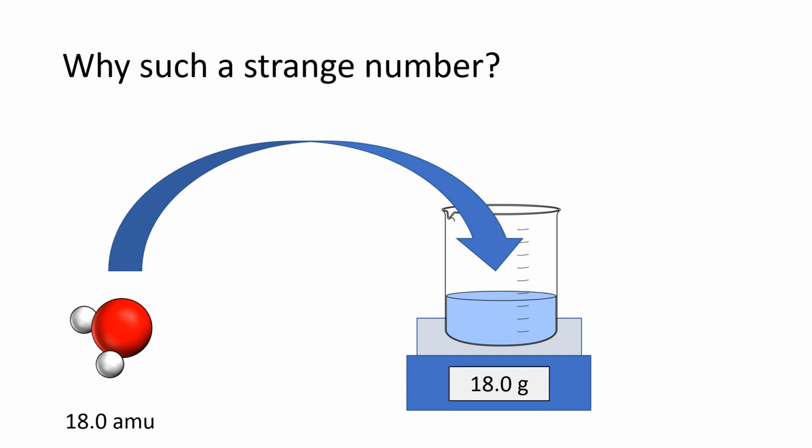So we have this correspondence between the mass of a single molecule at 18 atomic mass units and this collection of water molecules that's big enough to have a mass of 18 grams. The number of molecules that it takes to reach 18 grams of water is 6.02 times 10 to the 23rd molecules. That's why this very strange number came about.